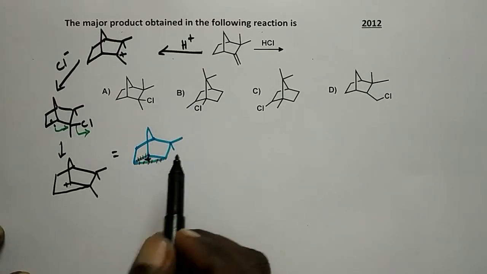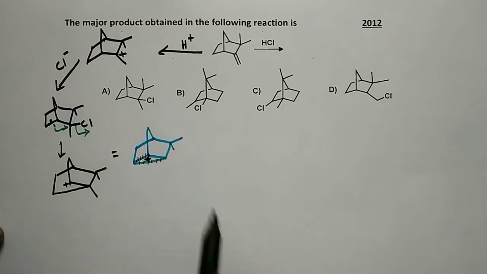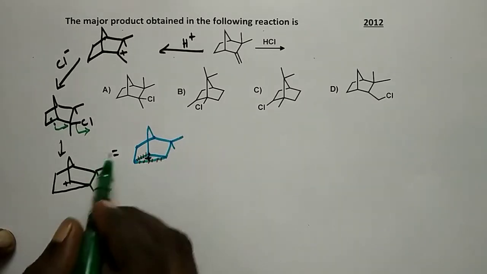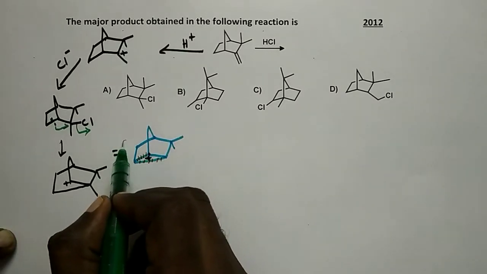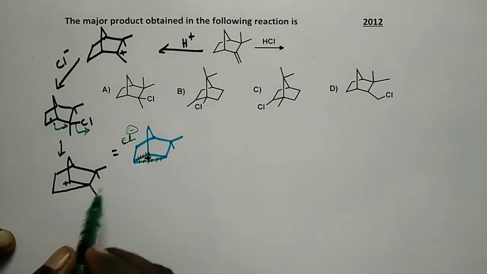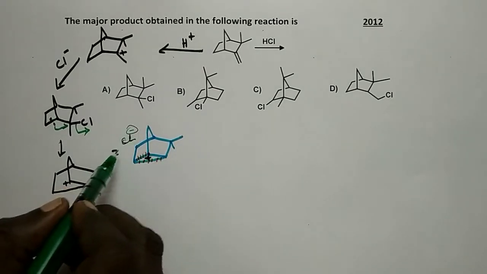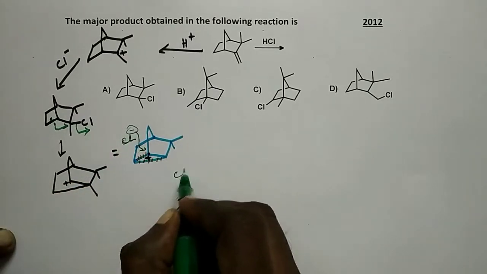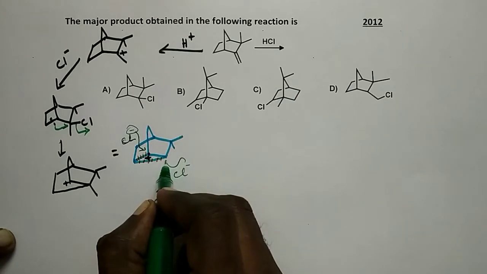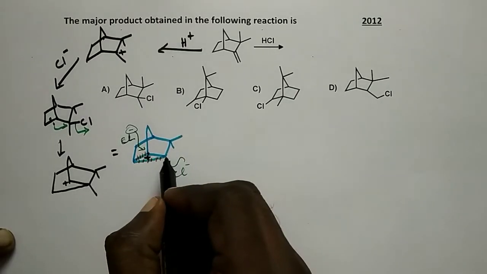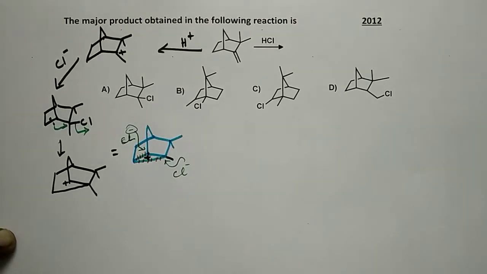Probably we'll upload a separate video on non-classical carbocation later. So you remember that this is a non-classical carbocation. So now the nucleophile, chlorine. The chlorine can attack here or chlorine can attack here. And there is one methyl, it has to be.